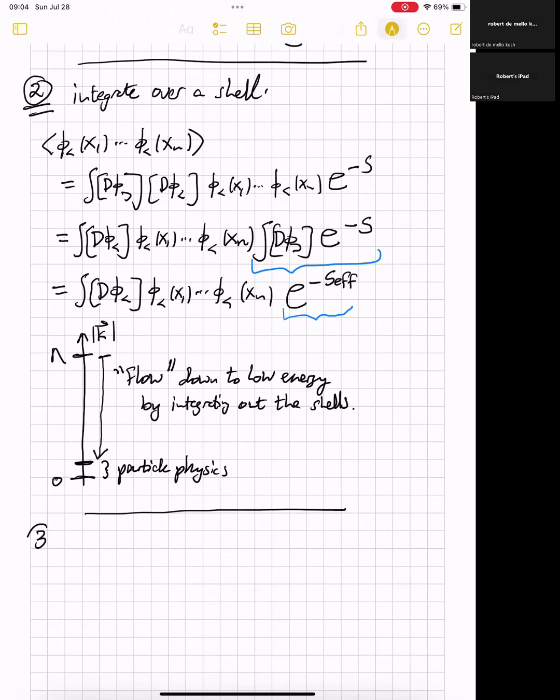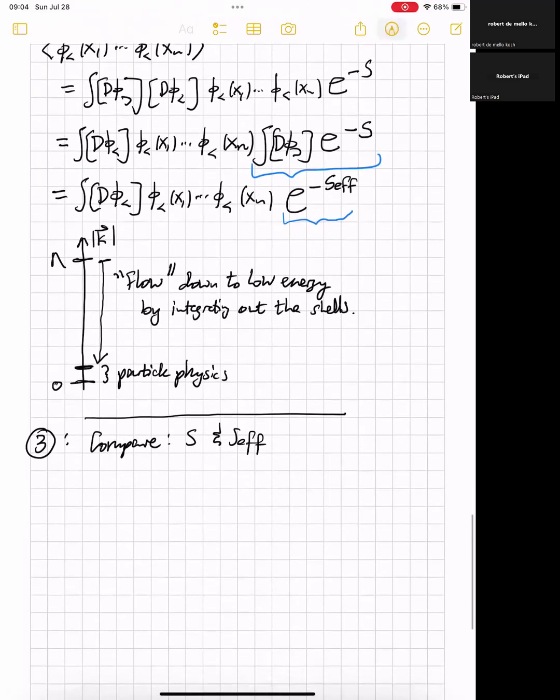So for step number 3, we compare S and S effective. We want to see how the couplings changed, how the mass changed, and all of that. There's a subtle point here, so that's why we actually have to do something. There's a subtle point.